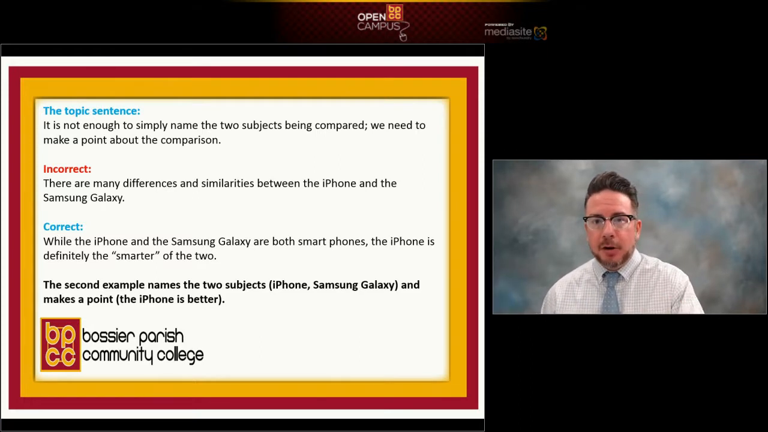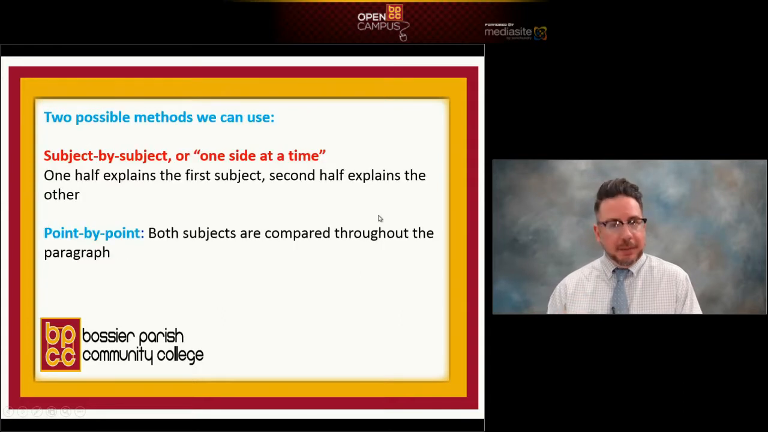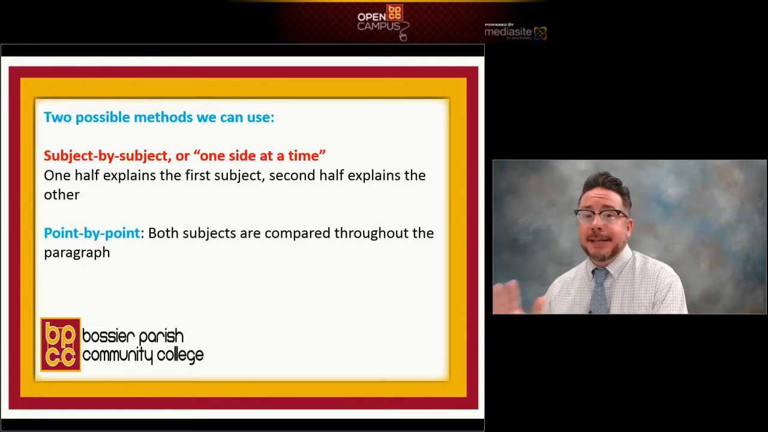So here's a better version of that topic sentence. "While the iPhone and the Samsung Galaxy are both smartphones, the iPhone is definitely the smarter of the two." So in this example, we've named the two subjects and we're making a point. We're saying that the iPhone is better. So you always want to do that in your topic sentence. Have the limited topic, which is subject A and subject B, and an idea or attitude or point of the comparison.